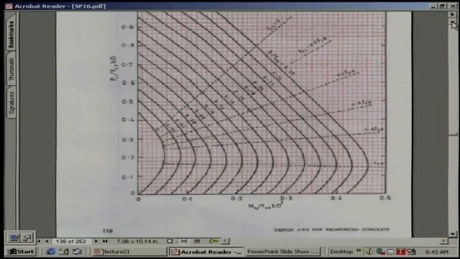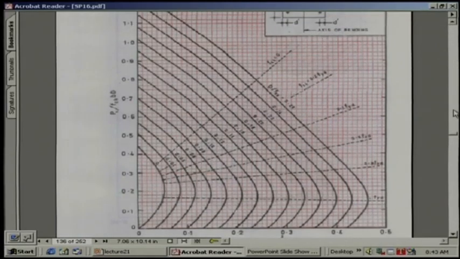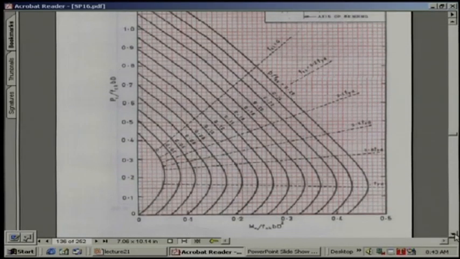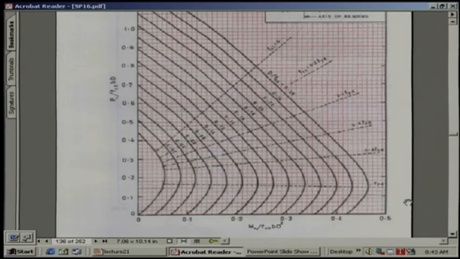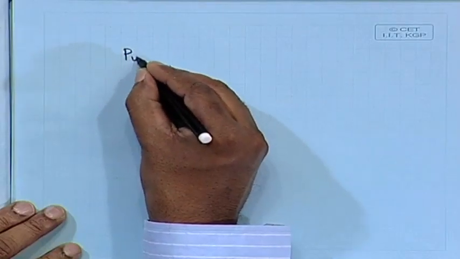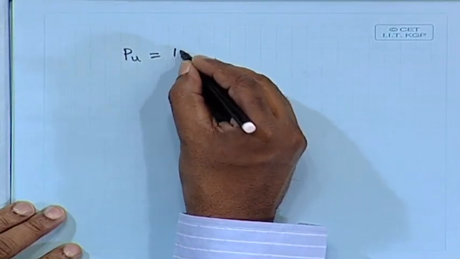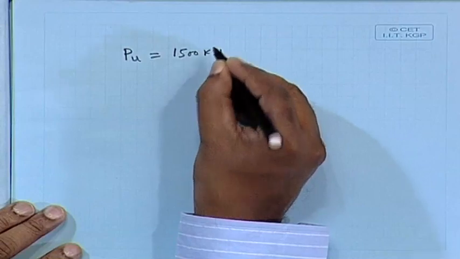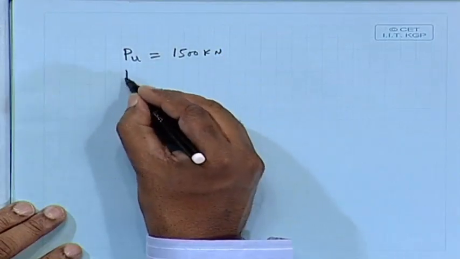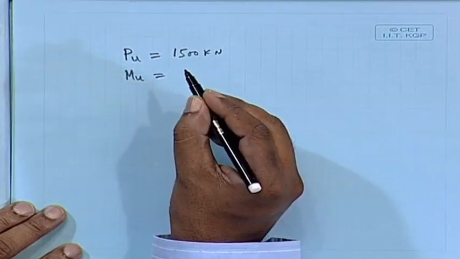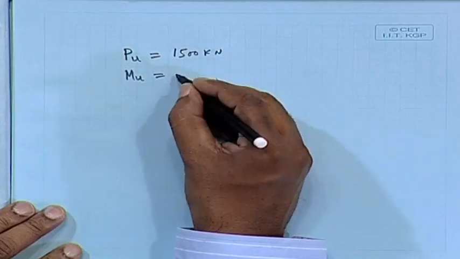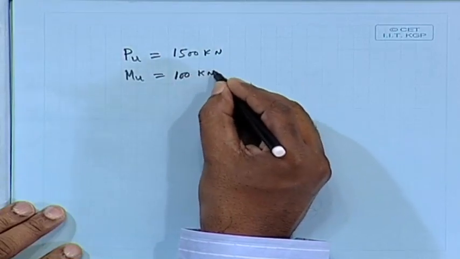Okay. So, this is the case. I can show you one example, then it will be clear what we are going to do. Let us take Pu, say 1500 kilonewton, and Mu, say 100 kilonewton meter.